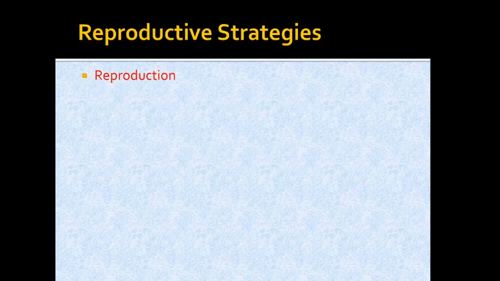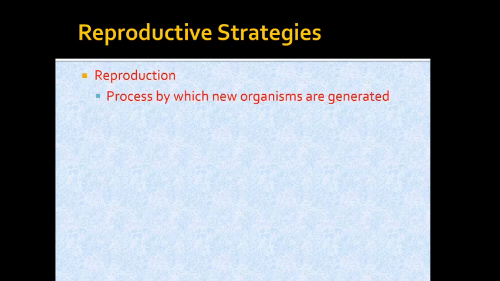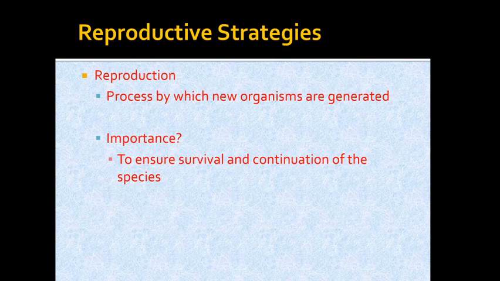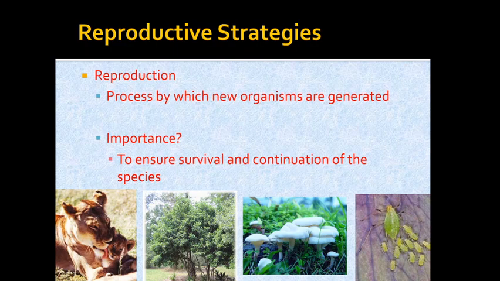And I will now go to reproduction. For evolutionists, the main purpose of our existence is to reproduce, basically, right? So the process by which new organisms are generated. But of course, being Christians, we don't believe that that's our only purpose, because we know that God has set a purpose for us. So the importance of reproduction is to ensure survival and continuation of the species, because you want to make sure that your offspring will produce more offspring and so on.